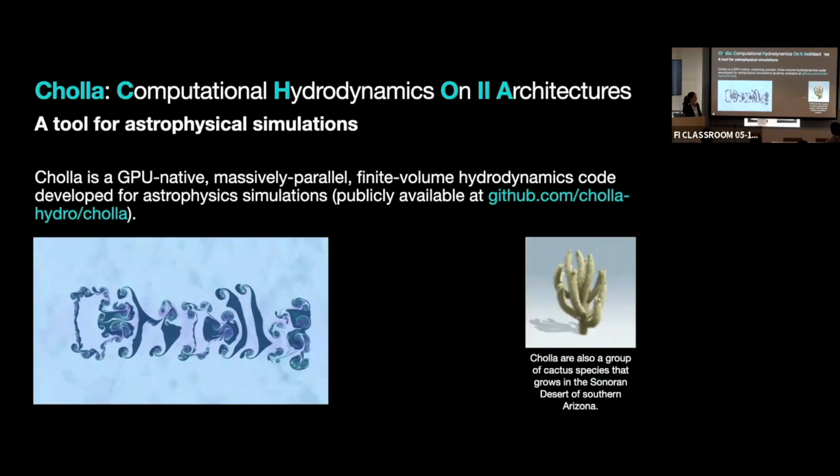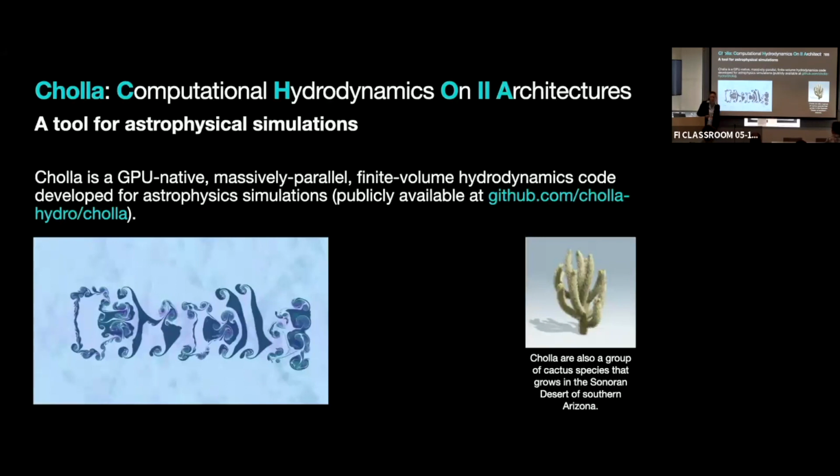It's also a type of cactus that grows in the Sonoran Desert. Actually, there are about 200 different species of cholla, and they all have their own unique quirks. Some of them attack you. Anyway, some of them are very nice. Think teddy bear cholla.